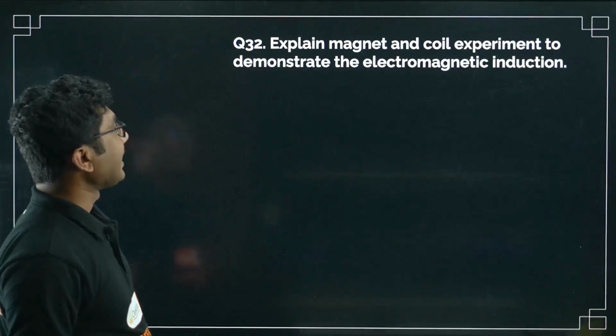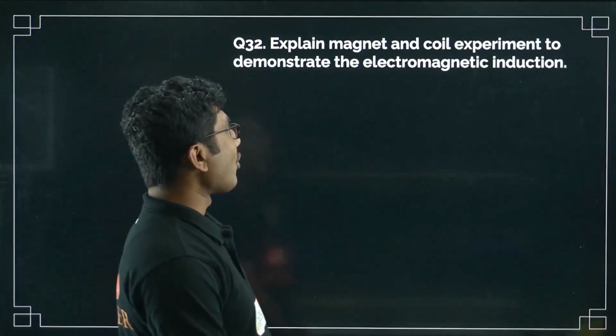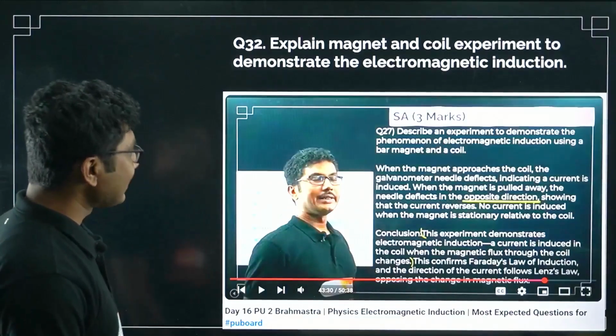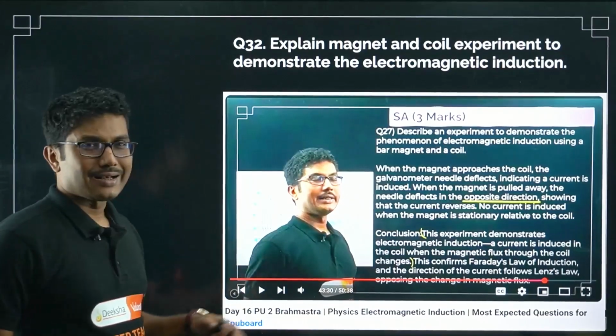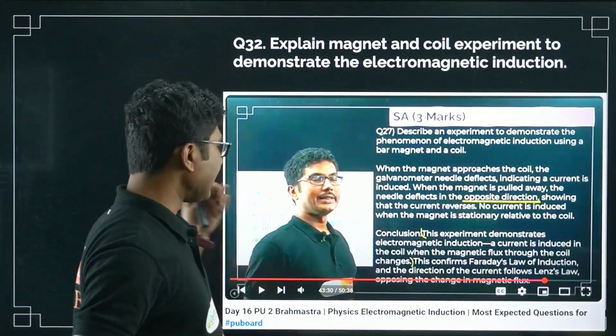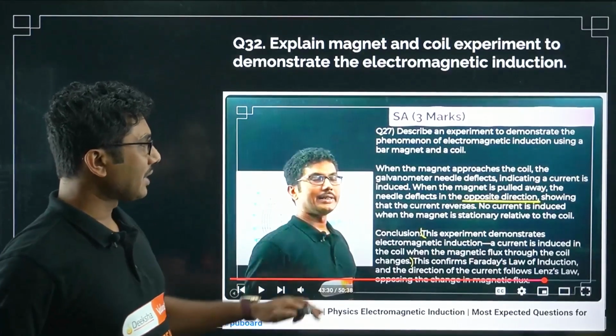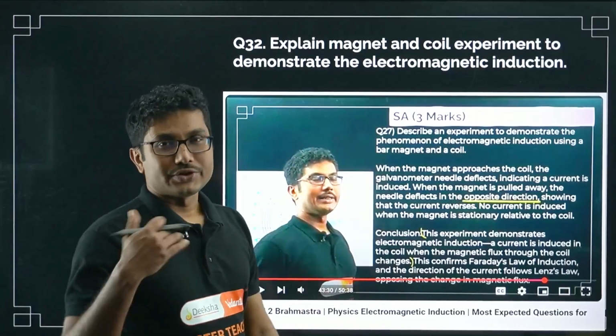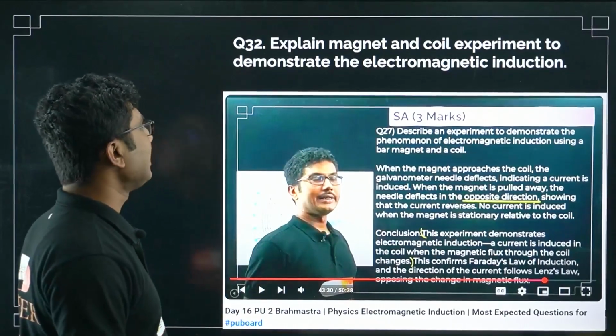Now next question: explain the magnet and coil experiment to demonstrate electromagnetic induction. I have discussed this question. The language was slightly different, but the question is easily understandable. The same question was discussed in the electromagnetic induction chapter, so you can go and check this, or you can read it from here as well. This is also discussed in my Brahmastra series.